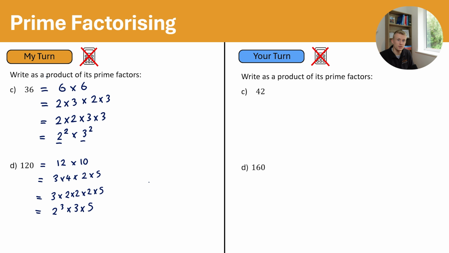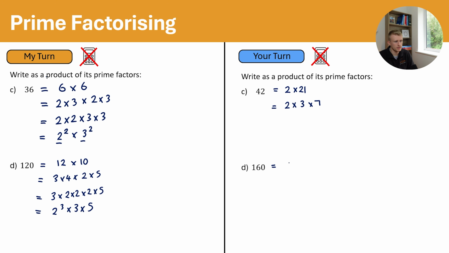Pause the video and give these two questions a go. All right, let's go through them. So 42 I can write as 2 multiplied by 21. And 2 is a prime number, but 21 is not. So I'll keep the 2. And 21 I can write as 3 multiplied by 7. And that's it, it's in index form.